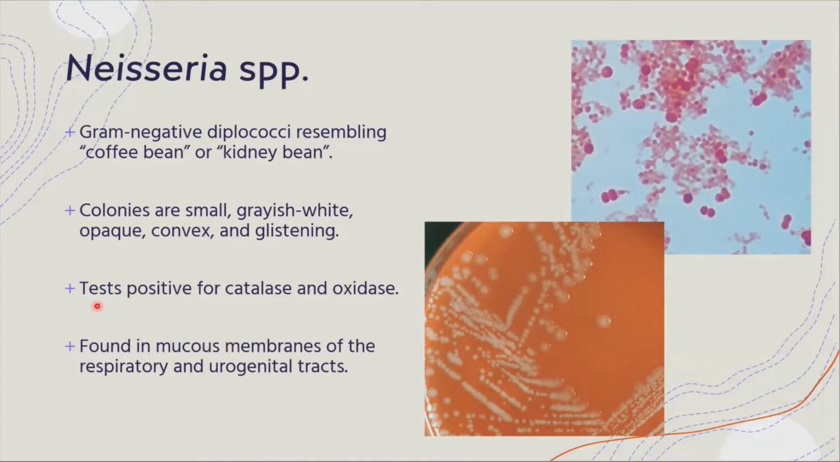So they test positive for the catalase and oxidase tests, and they are found in mucous membranes and respiratory and urogenital tracts. Okay. So our Neisseria, not all of them are pathogens, no? So some of them are normal microbiota of different areas of our body, such as the respiratory and urogenital tracts.